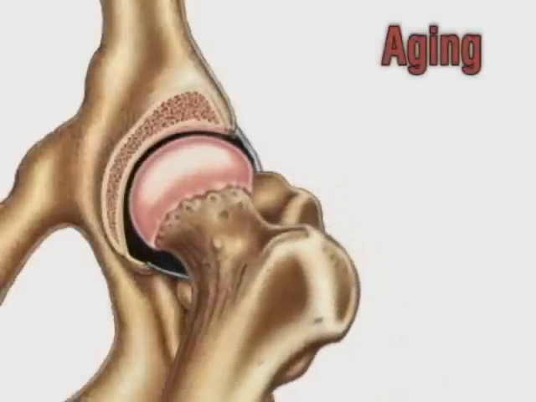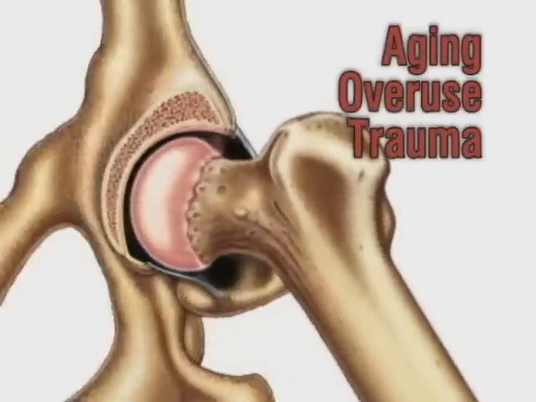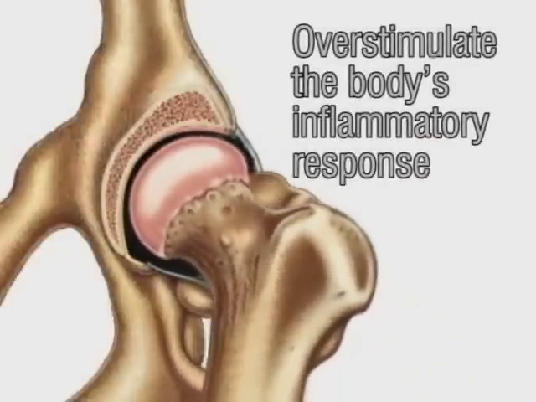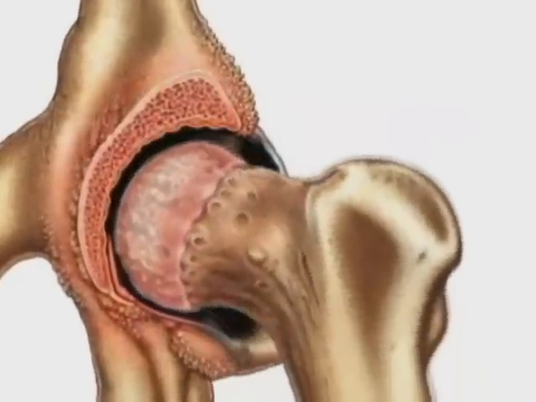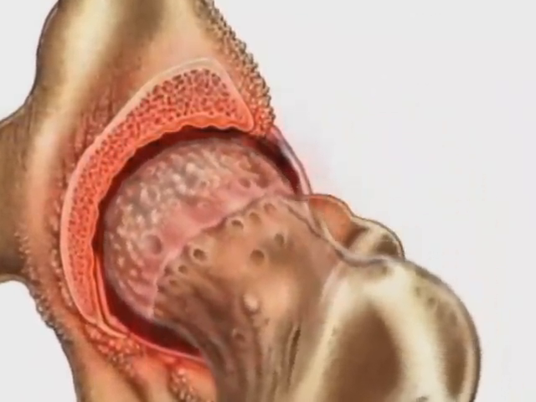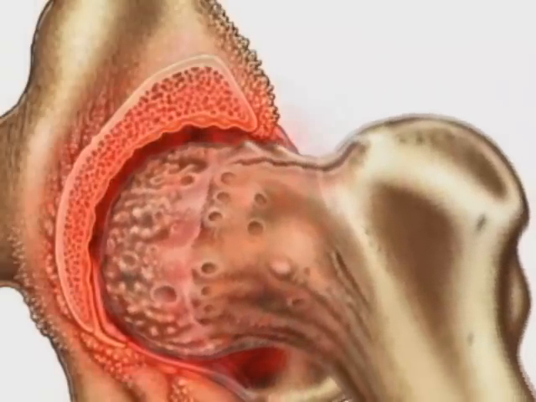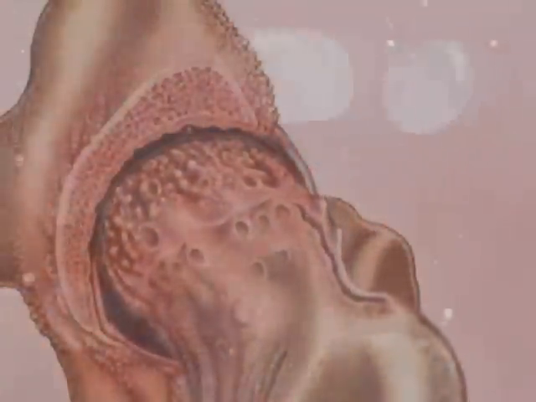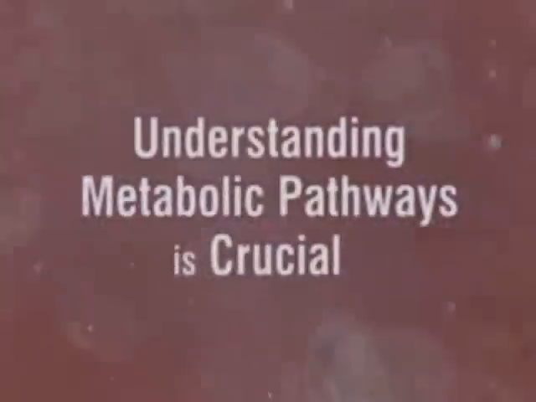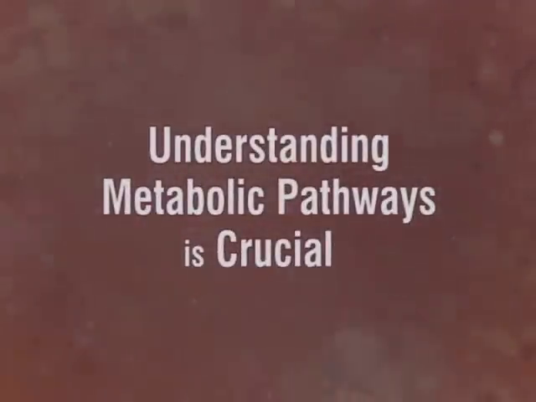However, aging, overuse, trauma, and other factors may overstimulate the body's inflammatory response, causing the chronic swelling and pain that is often associated with osteoarthritis. The response becomes self-perpetuating, stimulating more and more inflammation. Understanding the metabolic pathways involved is crucial to developing the best therapeutic approach for OA.